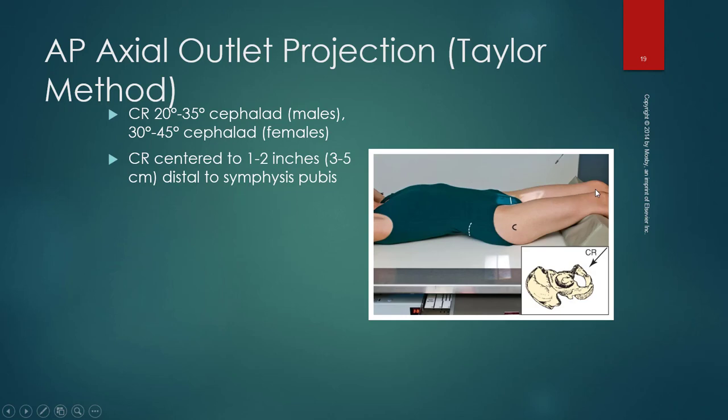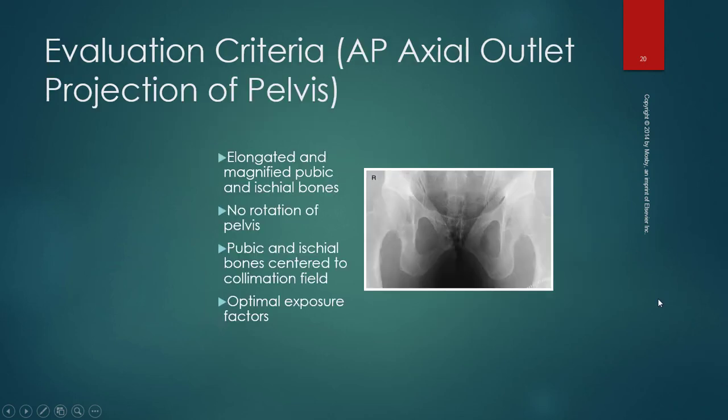Here's an example of the axial outlet projection, which is also called the Taylor method. For positioning, 20 to 35 degrees cephalic for males, 30 to 45 degrees cephalic for females. Again, you're going to find that symphysis pubis. You're going to center about an inch to 2 above that. You are going to elongate your film for this one. So your picture is going to look something like this.